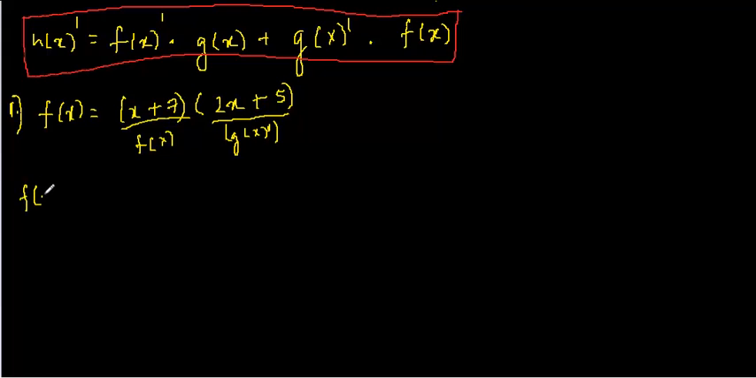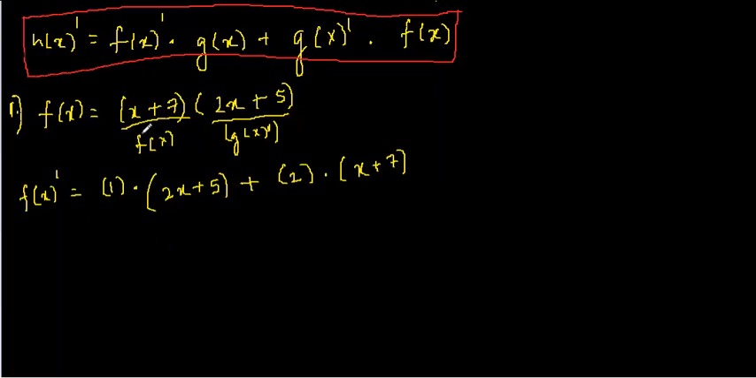Finding the derivative of f of x gives us the derivative of x plus 7, which is 1, times the original g of x, which is 2x plus 5, plus the derivative of g of x, which is 2, times the original f of x, which is x plus 7. So that was a quick way to solve a product rule problem.